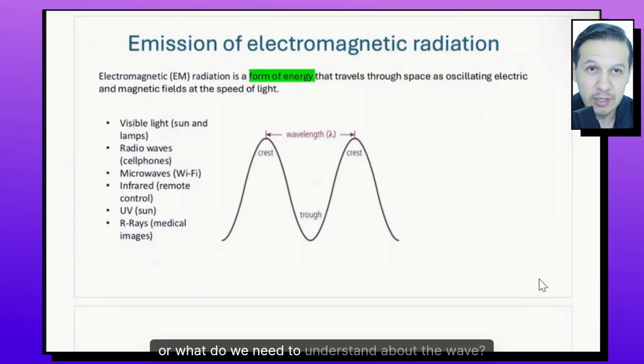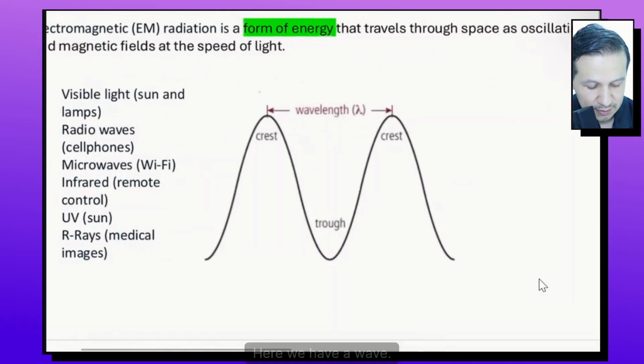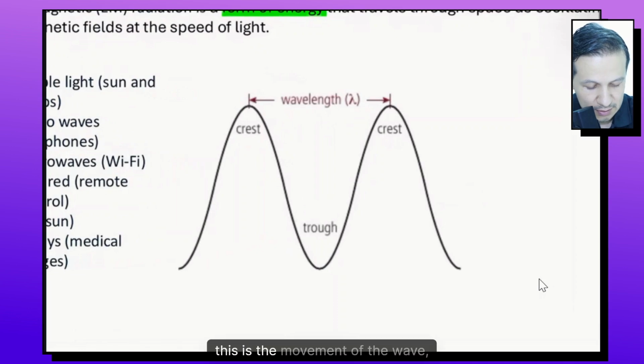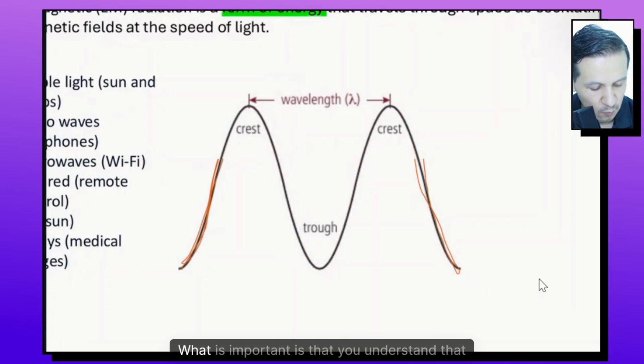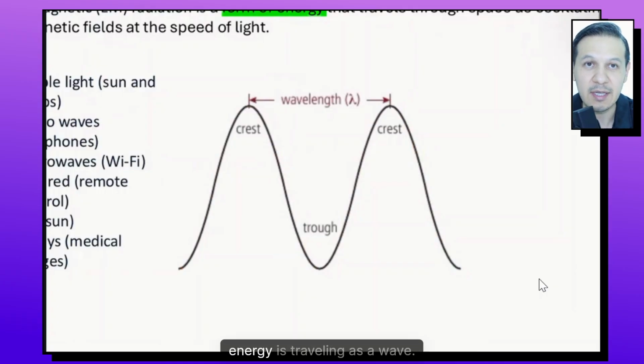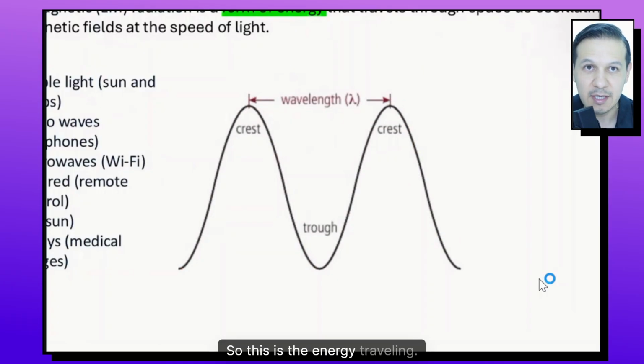What do we need to understand about the wave? So first one, here we have the wavelength. Here we have a wave. If you see, this is the movement of the wave, and this is how energy is traveling. It will travel in the x-axis and in the y-axis, but I will explain that in a moment. What is important is that you understand that energy is traveling as a wave. So this is the energy traveling.